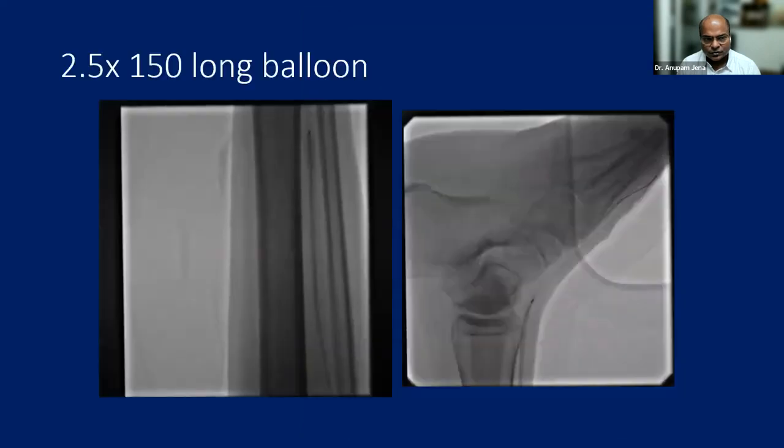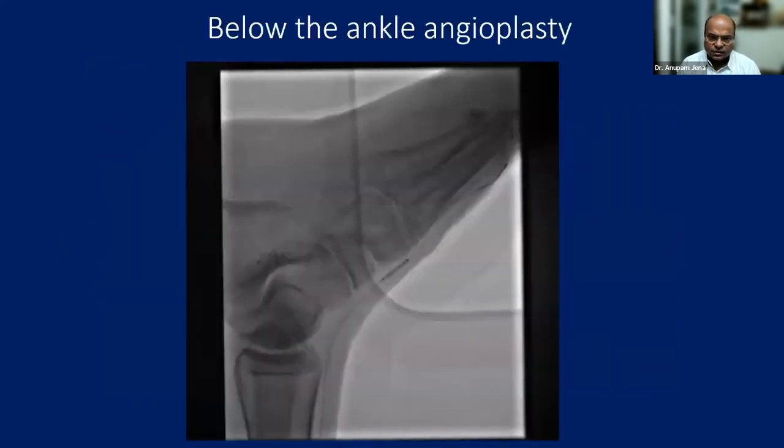Then followed by a 2.5 by 150 long balloon inflation. So as we can see, these lesions are here, and balloon inflations were long, around 6 to 8 atmospheres, each inflation of around 1 minute. So long, low pressure inflations were given. And there are some focal stenoses there. So I also did some below the ankle angioplasty.